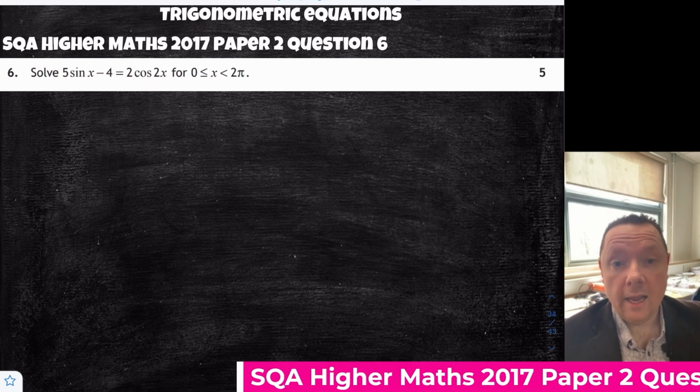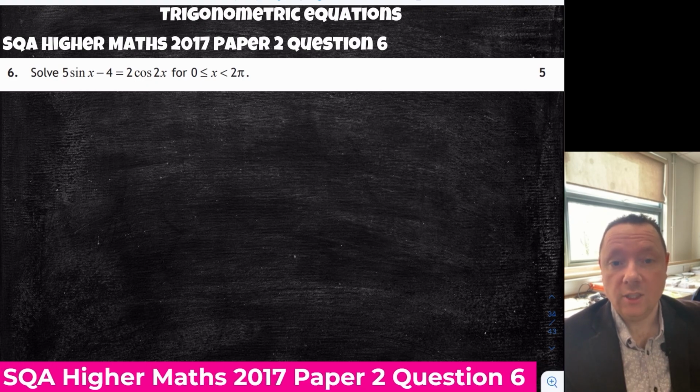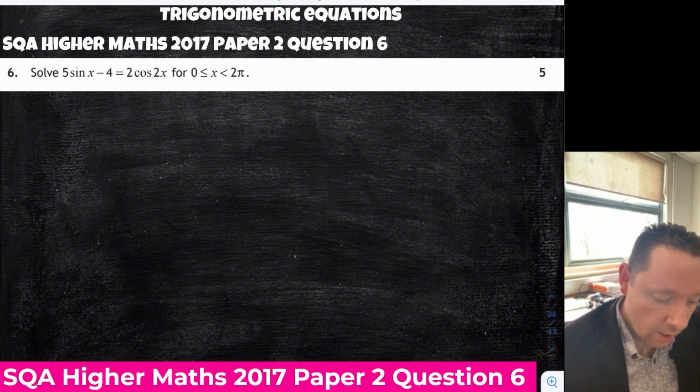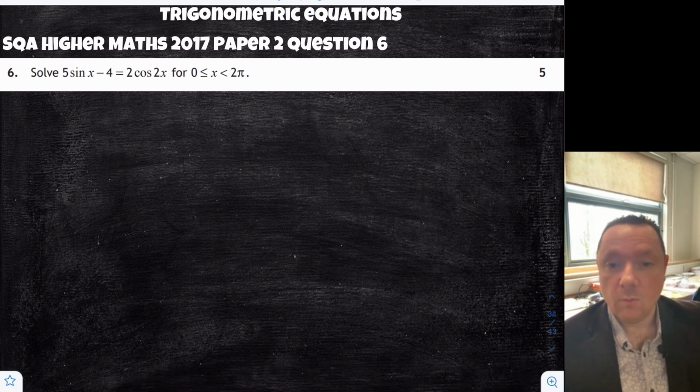And we're done there. SQA High Maths 2017, Paper 2, Question 6, Trigonometric Equations. Solve 5 sin x minus 4 equals 2 cos 2x. We've got a sine on one side and a cos on the other. Not much you can do there. You're going to have to get it all over the same side and then make it all look the same, either all sine or all cos.